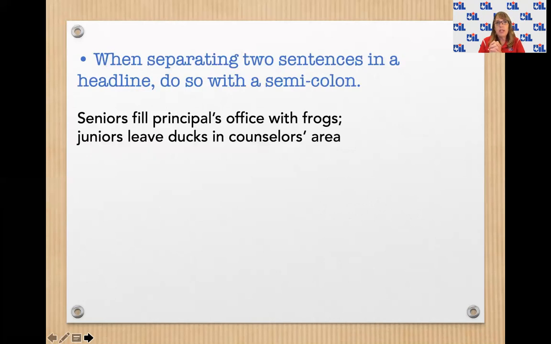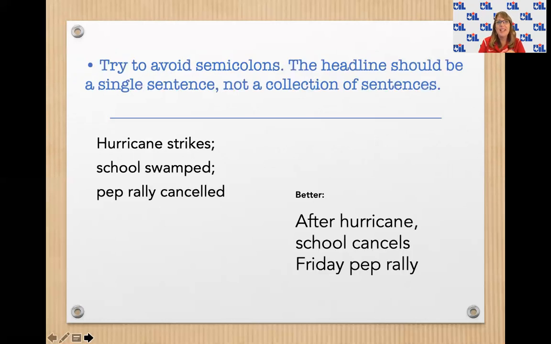When separating two sentences in a headline, do so with a semicolon. I am not big on semicolons, but if you have a really long headline, you can use one. It doesn't happen very often in our UIL prompts. We just don't give you a whole lot of count. "Seniors fill principal's office with frogs; juniors leave ducks in counselor's area." I don't know why, but that's what happened. Try to avoid semicolons. We really want to try to do one single sentence.